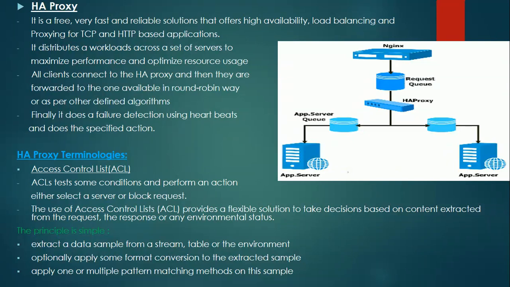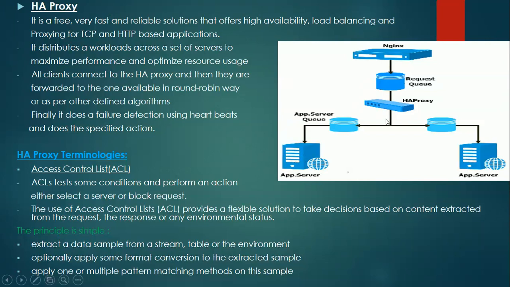Finally, it does failure detection using heartbeats and takes the specified action. You can see in the image there is a HAProxy, and the request comes to HAProxy and it forwards it to the two backend servers, which are called app servers. If one server goes down, it will detect automatically that this server has gone down, and all traffic will by default be forwarded to the available server.